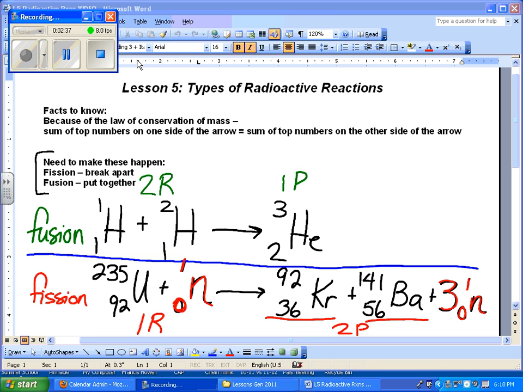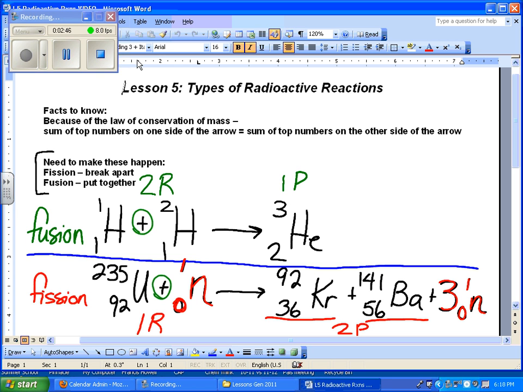One way to really identify fission and fusion is that you'll always have a plus sign on the reactant side. You've got to do something to fission and fusion in order to have them happen. Contrast that with the next 3, alpha, beta, and gamma, which only have 1 atom on the reactant side.